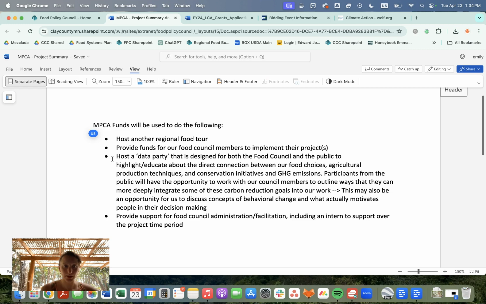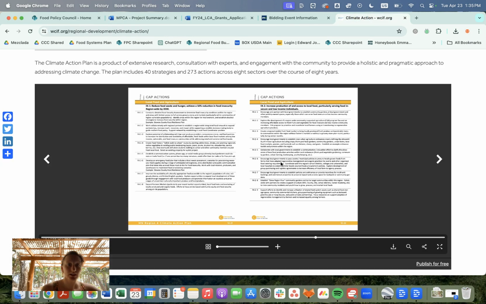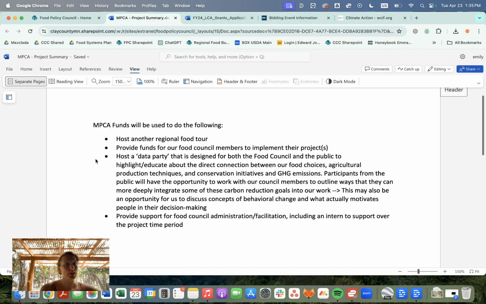And it was really revealing some of the information about, wow, a lot of people who fall within the small scale ag space aren't filling out the census. And that's where so many people are getting their data to make decisions. So I was thinking, why not take the data that we have from this climate action plan, for example, and also the data that we've pulled in from our regional food systems plan, and play with it, right? So we could host that both for the public and Food Council members to highlight and educate folks on the direct connection between our food choices, agricultural production techniques, and conservation initiatives, as well as greenhouse gas emissions.